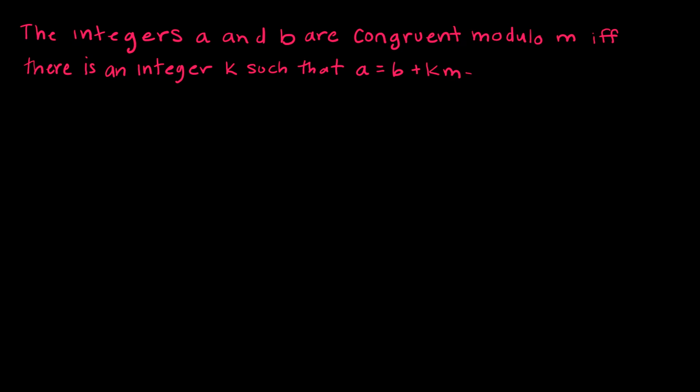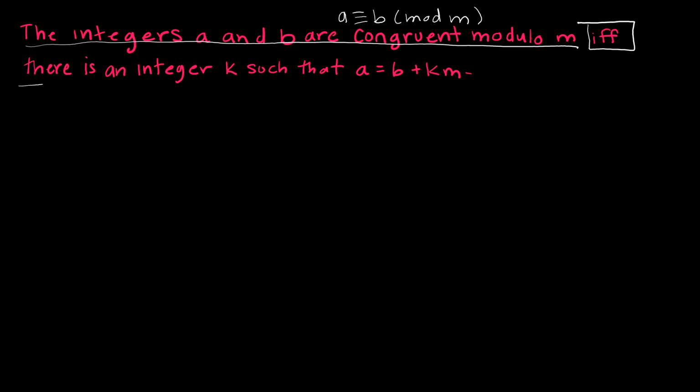Now that we have a basic framework for modular arithmetic, I want to look at a few theorems and their proofs before we do any actual computation. The first theorem says the integers a and b are congruent modulo m, which is just a is congruent to b mod m, if and only if. Keep in mind whenever we have if and only if, that means you have to prove it in both directions. So assume this, prove this, and then vice versa.